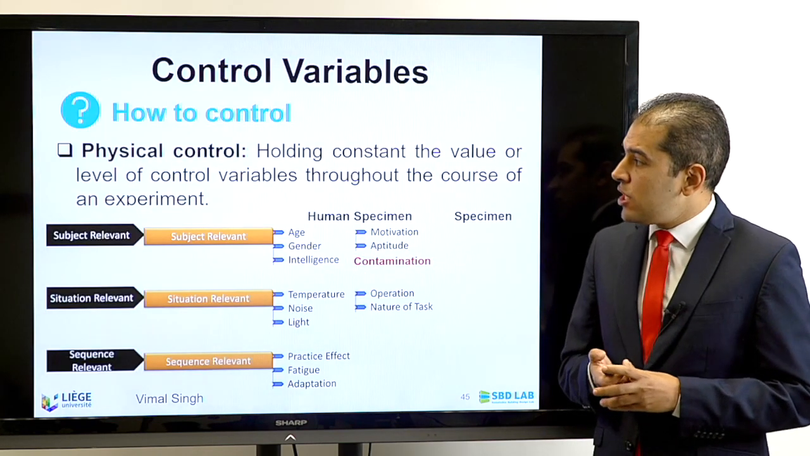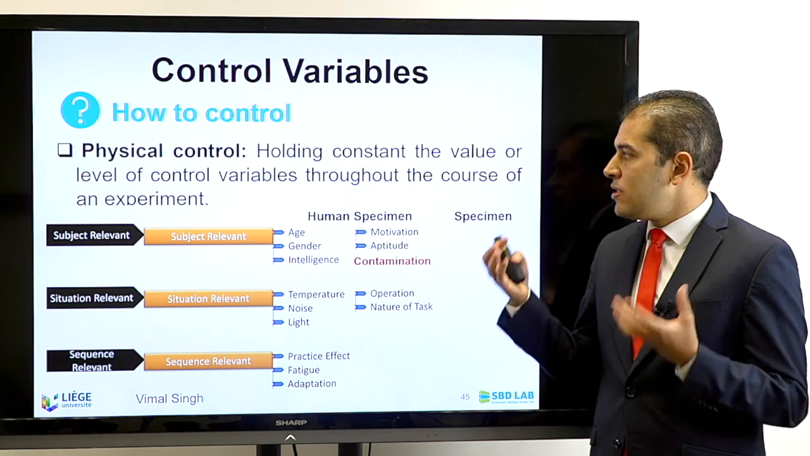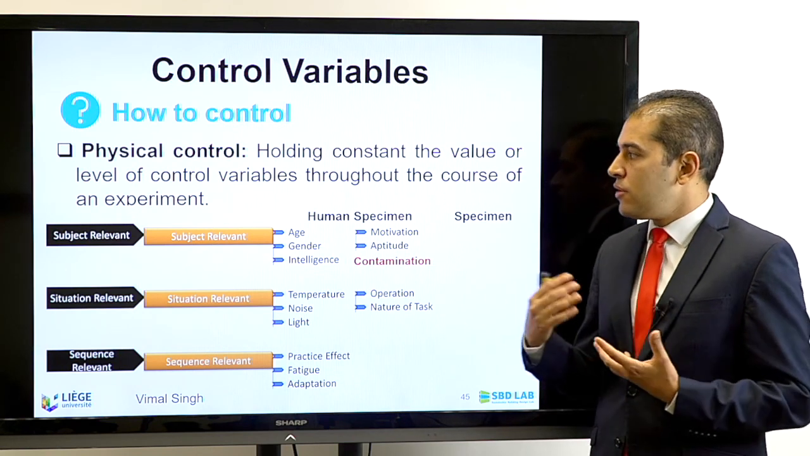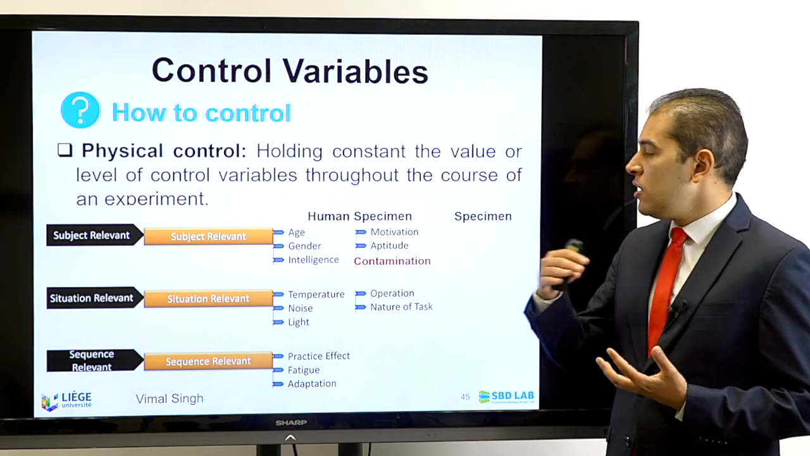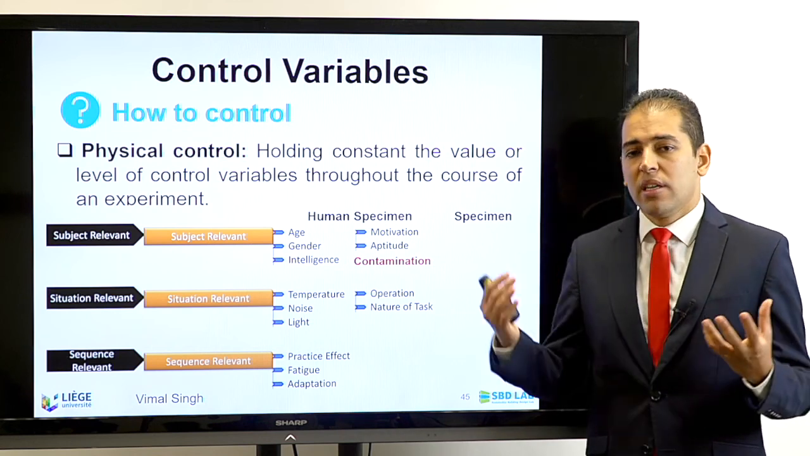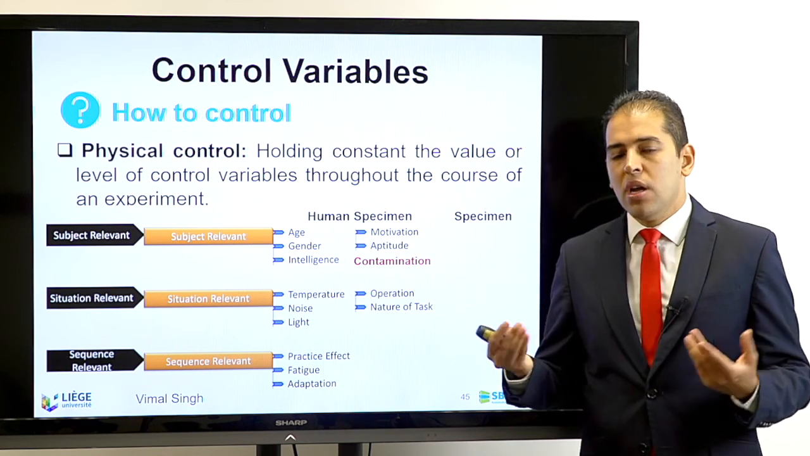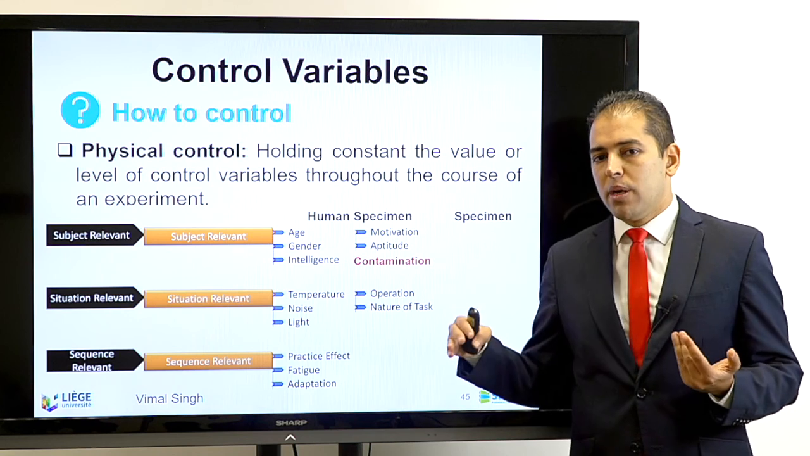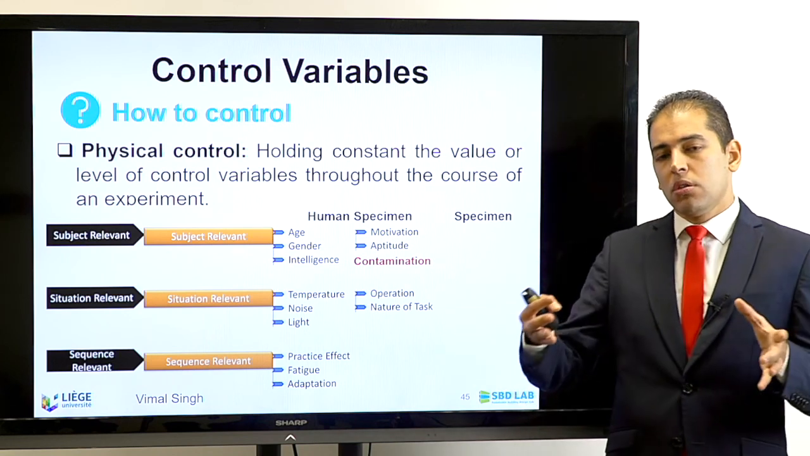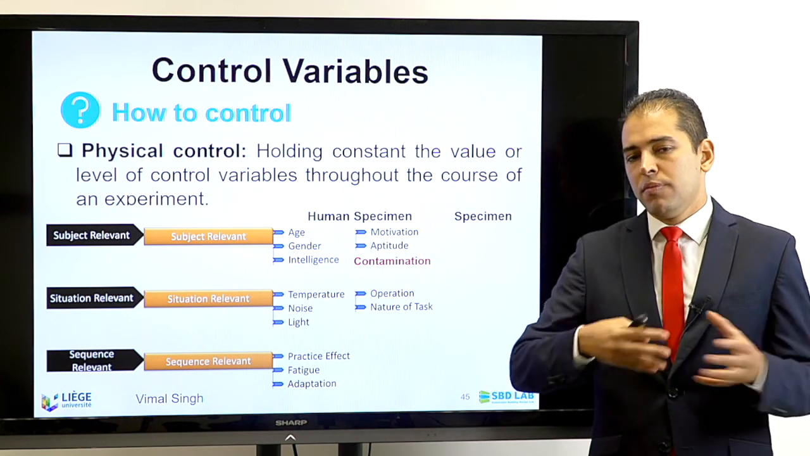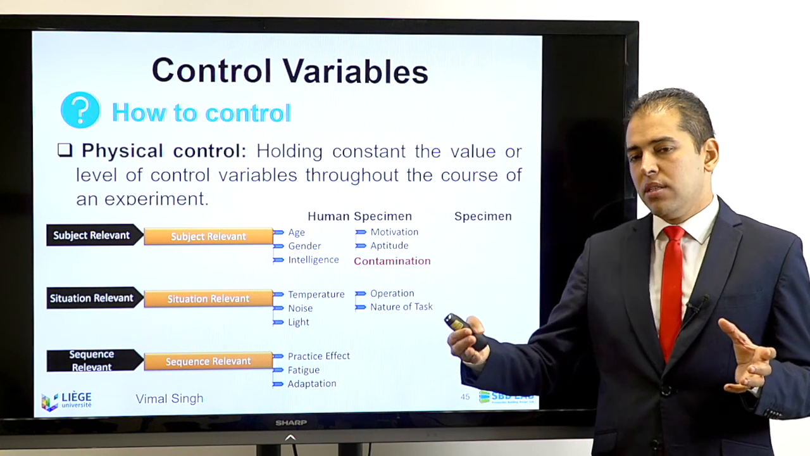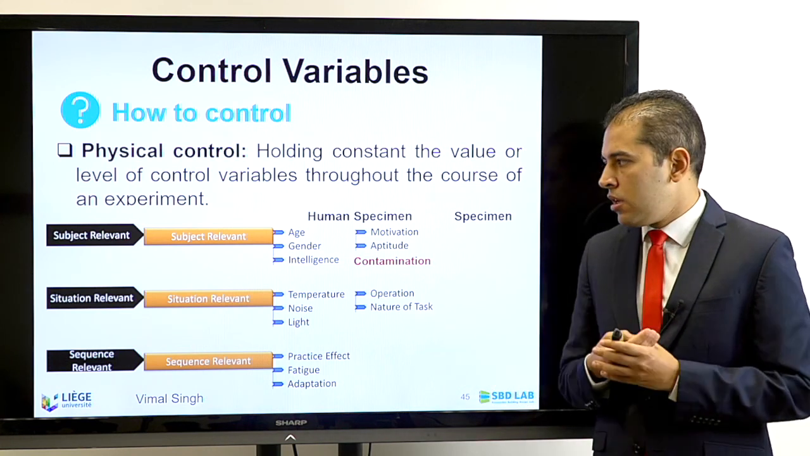So how to control? Physical control simply is holding constant the value or the level of control variables throughout the course of an experiment. In this case, for example, it can be the temperature. I will fix the temperature in all my experiments, and I make sure that in all the climate chambers and all my lab testing facilities, I will have the same temperature.